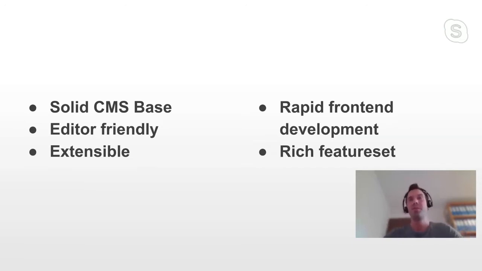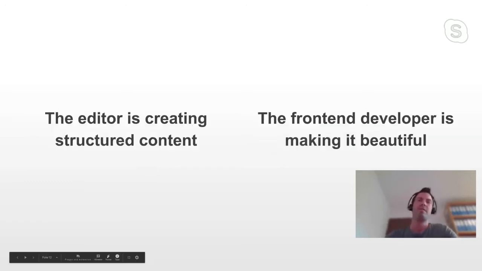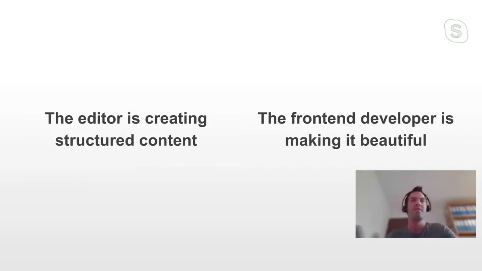And the front end, we needed a rapid front-end development. So we wanted to create sites really fast, and we needed a rich feature set. And there are two main roles. The editor is creating structured content in the CMS, of course, and the front-end developer is making it beautiful. So the complete control over the content structure is by the editor.